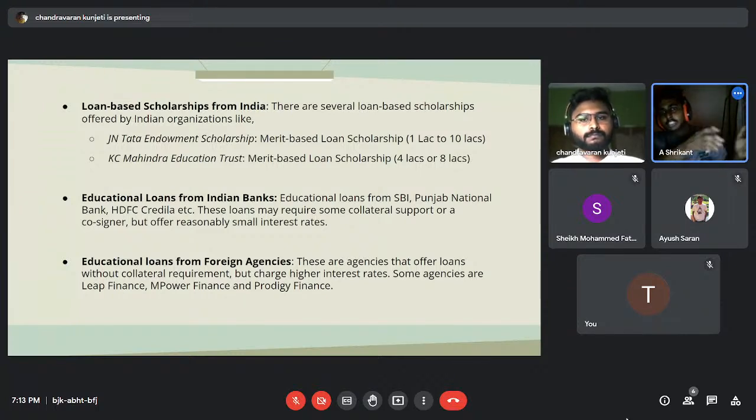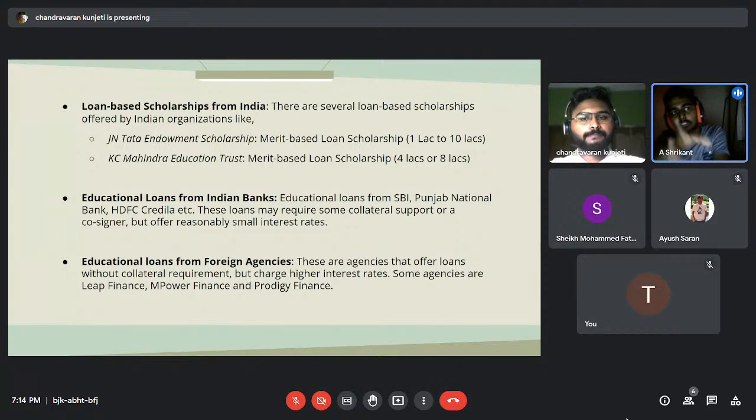At least get your collateral things verified by a lawyer or something before your admit comes, so that when your admit comes, the verification part is done, and you only have to worry about which bank to approach or which financial agency you have to approach to get these loans.